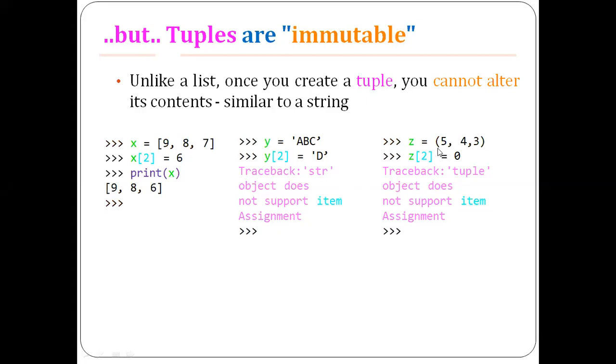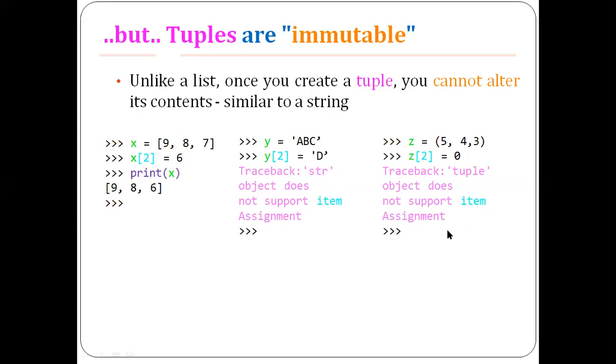And similarly you can do with the tuples, right? z is equal to 543, z of 2 is equal to 0. You cannot do that because assignment is not supported here. That's why it will generate an error message stating that the tuple object doesn't support item assignment.